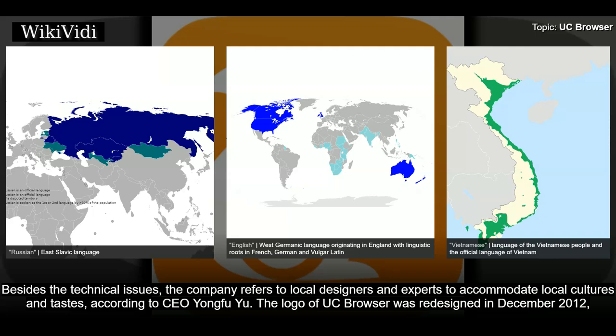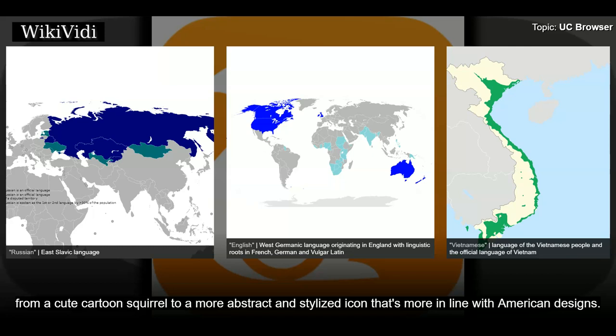The logo of UC browser was redesigned in December 2012, from a cute cartoon squirrel to a more abstract and stylized icon that's more in line with American designs.